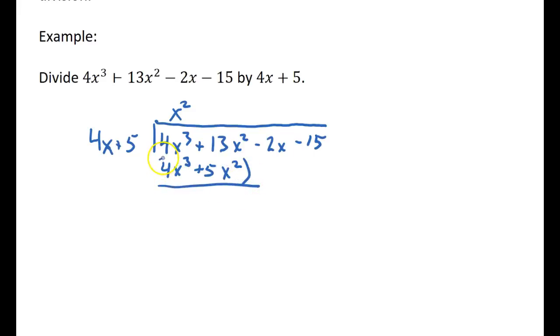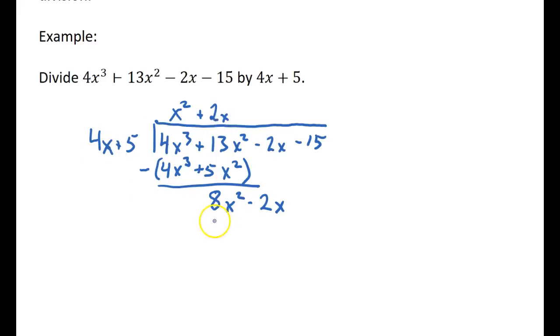And here's where most people make a mistake, so watch out. I'm subtracting the entire thing. 4x cubed minus 4x cubed is 0. 13x squared minus 5x squared is 8x squared. I'm going to bring down my next term, and now I ask myself, what do I multiply 4x by to get 8x squared? And the answer is 2x.